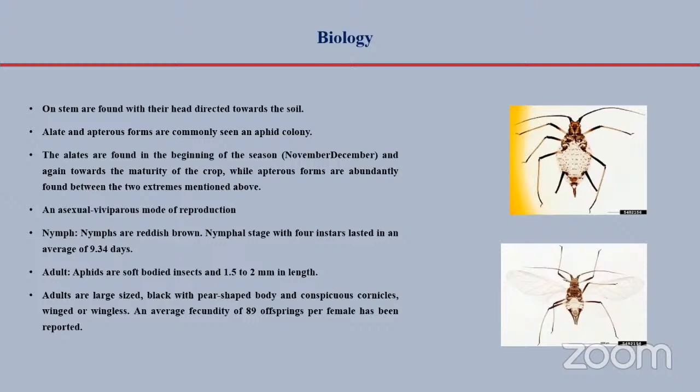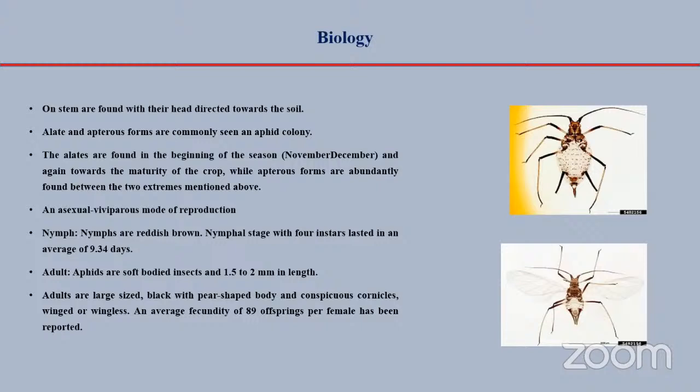They follow an asexual viviparous mode of reproduction. That is, there will be no zygote formation between sperm and egg. Only the egg will produce the younger ones. The nymphs will be reddish brown in color, and the nymphal stage has four instars. The adults will be black in color. It is a peculiar character, and among all aphids, this is one of the largest. On an average, it is reported that a single aphid can lay up to 89 offspring.